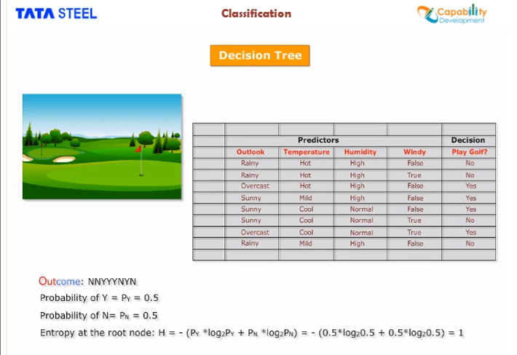Entropy at this root node is H = -(py × log2 py + pn × log2 pn), which is equal to -(0.5 × log2 0.5 + 0.5 × log2 0.5), which is equal to 1.